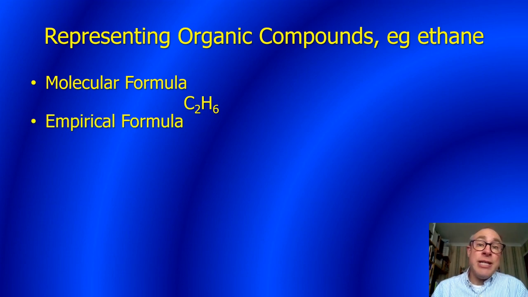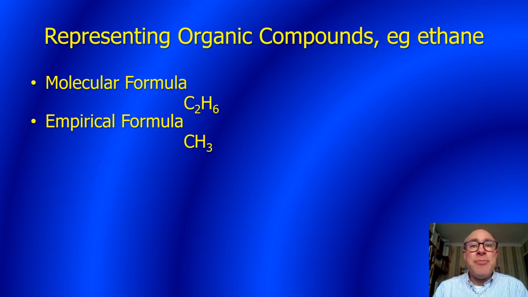The second way that we can represent organic compounds is with an empirical formula. An empirical formula shows the simplest ratio of atoms of each element within a compound. So the molecular formula for ethane is C2H6. That can be simplified to CH3. We can divide 2 and 6 by 2 to get a ratio of 1 to 3. So the empirical formula for ethane is CH3.